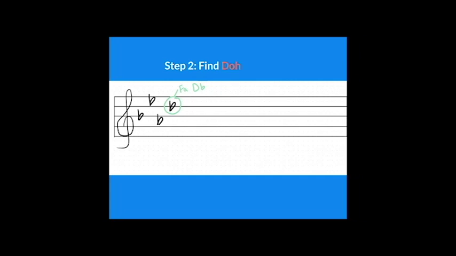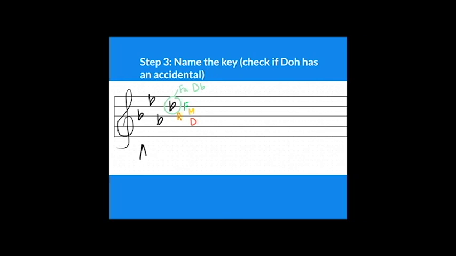Once we've found fa, we just need to count down to do. So fa, mi, re, do. And so we've landed on the second space of the treble clef, which is A. But notice that here in the key signature, we already have a flat. That means that actually do is not just regular A, it's A flat. And this is the key signature for A flat major. Again, always remember to include that major when you're naming keys.